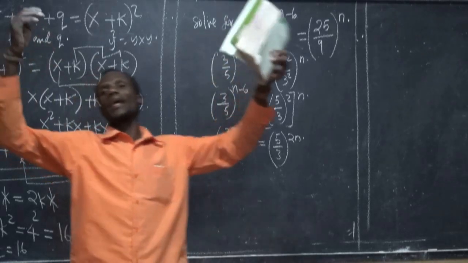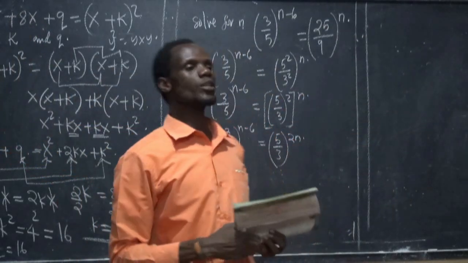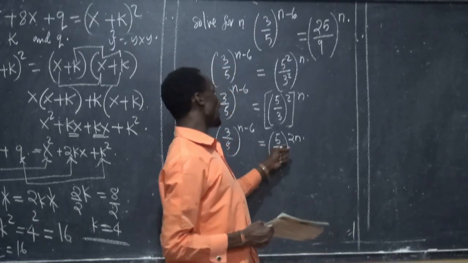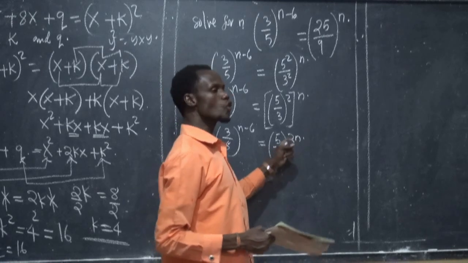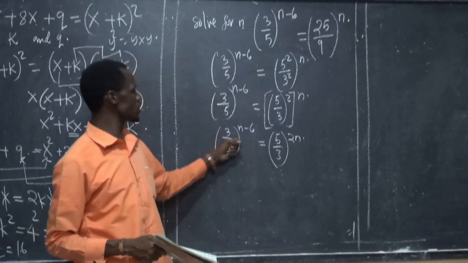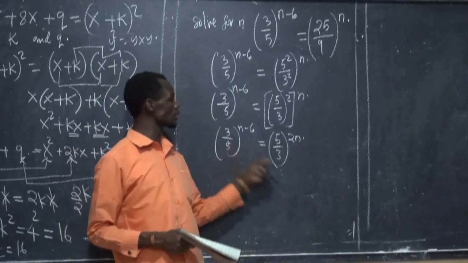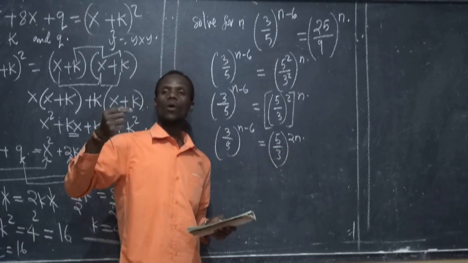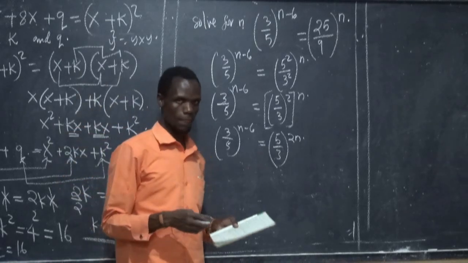But that is not the case, because we just want to make this one the same as this one. So we find the inverse of this number so as we can find this one. Or we find the inverse of this side so as we can make it the same as this one. We are looking for a sum of those bases.